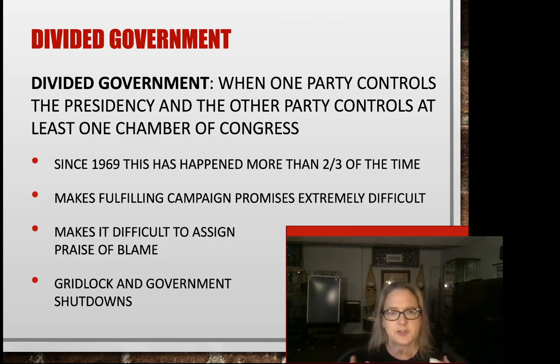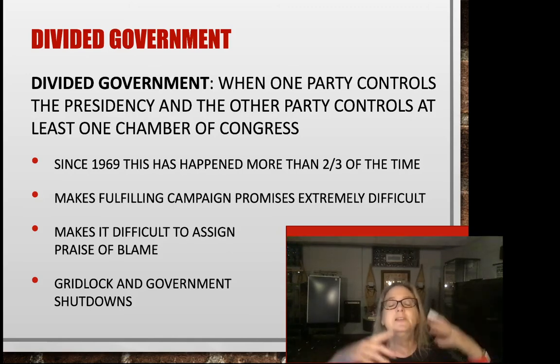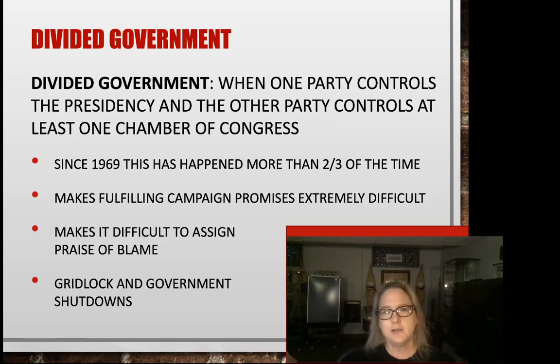So I touched on this just a moment ago, but divided government is what we call it when one party controls the presidency and the other party controls at least one chamber of Congress. Since 1969, this has happened slightly more than 2/3 of the time. So that has been one of the big characteristics of this sixth party system. Divided government makes fulfilling campaign promises really difficult. Candidates can promise you the moon, but then if they don't have control of Congress, it's very hard to get your agenda passed because it only takes one house to really slow it down.